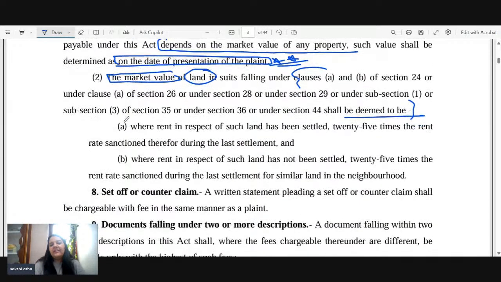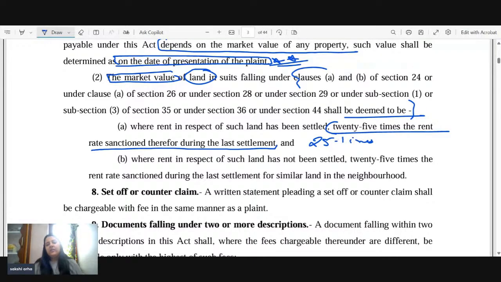So where rent in respect of such land has been settled, अगर उसकी rent settle हो चुकी है, rent settle means the rent is decided that for this property 1000 is the rent or for this property 5000 is the rent. If rent is decided for that property, then 25 times the rent sanctioned thereof during the last settlement. तो जो भी rent उन्होंने decide की है उसका 25 times will be the market value.